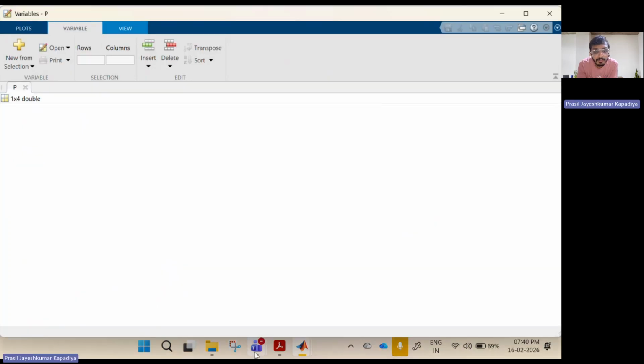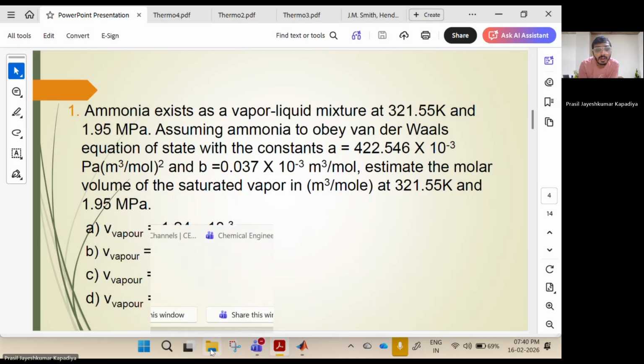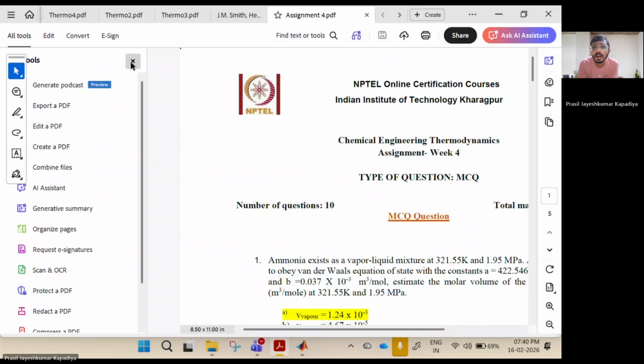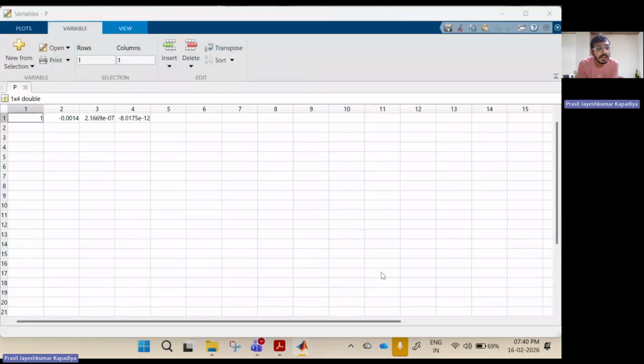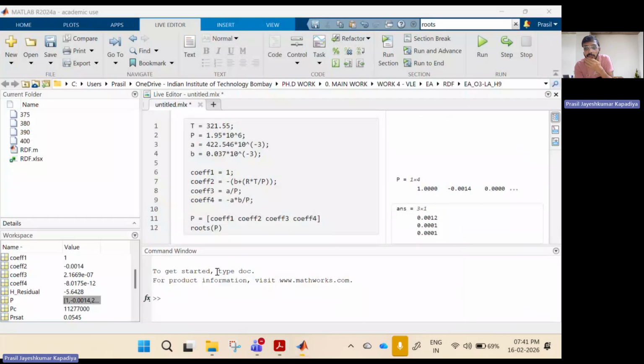If I have a look at this P, my first term is 1, so 1 into 10 raised to 1 into 0.0012. So my first root is 0.0012.